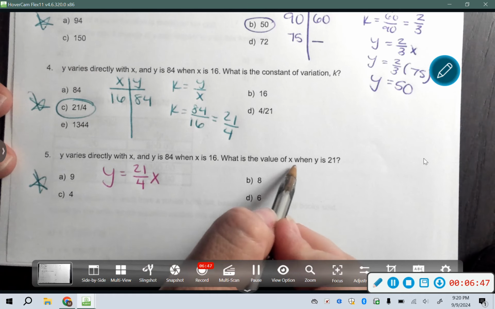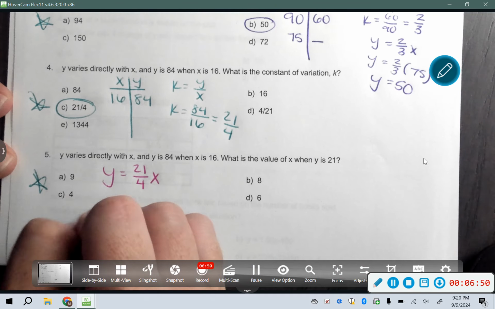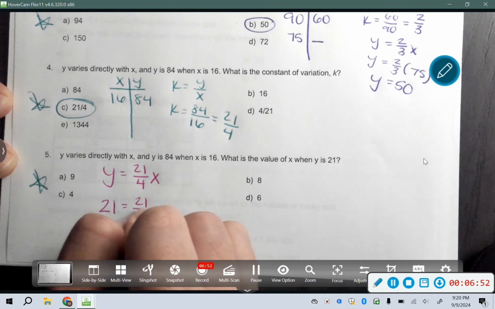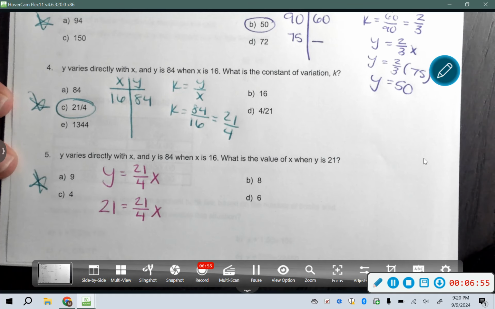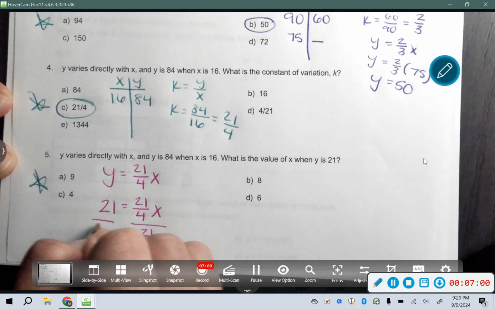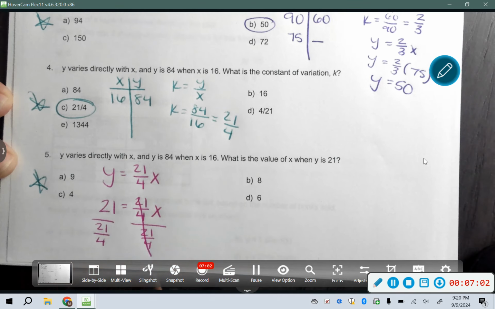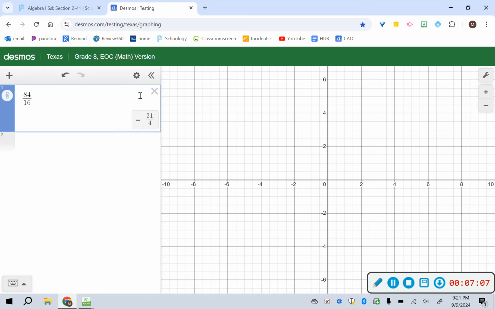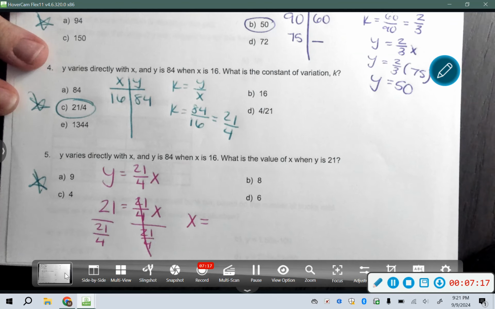And it says, what is the value of X when Y equals 21? So I'm going to replace Y with 21. And then remember, we can treat this just like we did before. We divide both sides by 21 over 4. That cancels, and I get X equals 21 divided by 21 over 4, and I get 4. So X equals 4, and so for my paper, that is C.